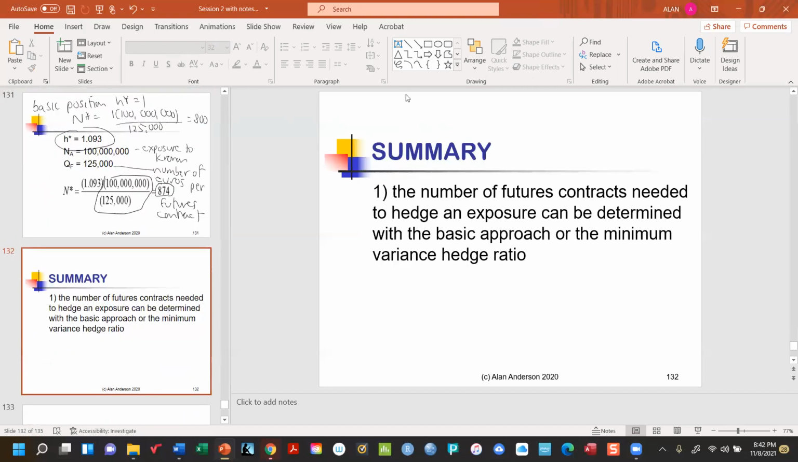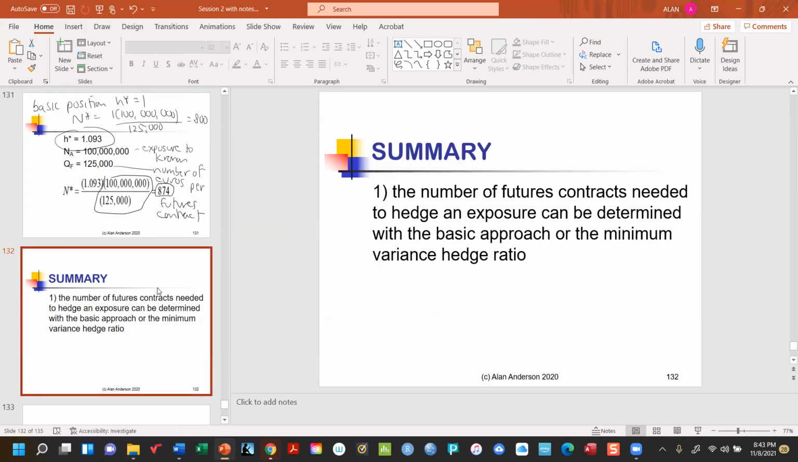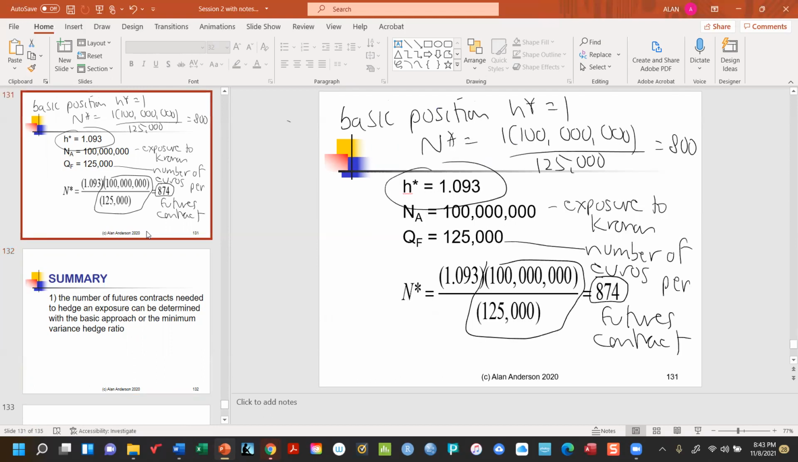Very good. All right. So, summary: the number of futures contracts needed to hedge an exposure can be determined with the basic approach, which is 1-to-1, or the minimum variance ratio. In other words, the basic approach would have said, go ahead and use 800 contracts. The minimum variance hedge approach is the one that says, no, go ahead and use 874, because you have to compensate for the fact that kroner are riskier than euros.